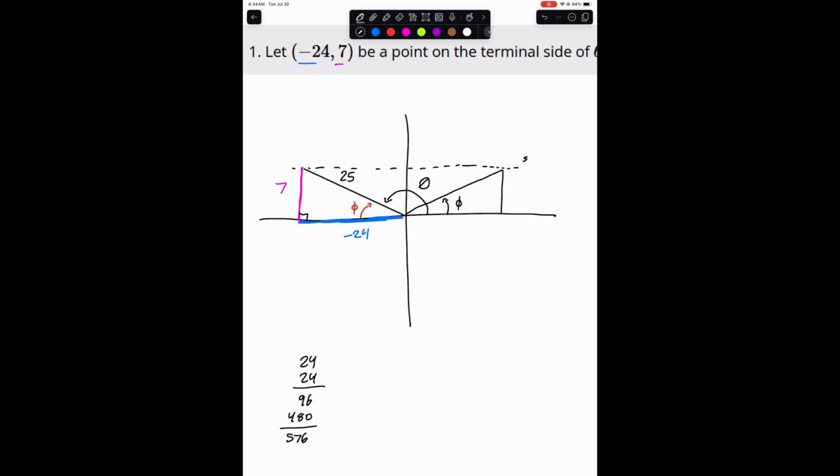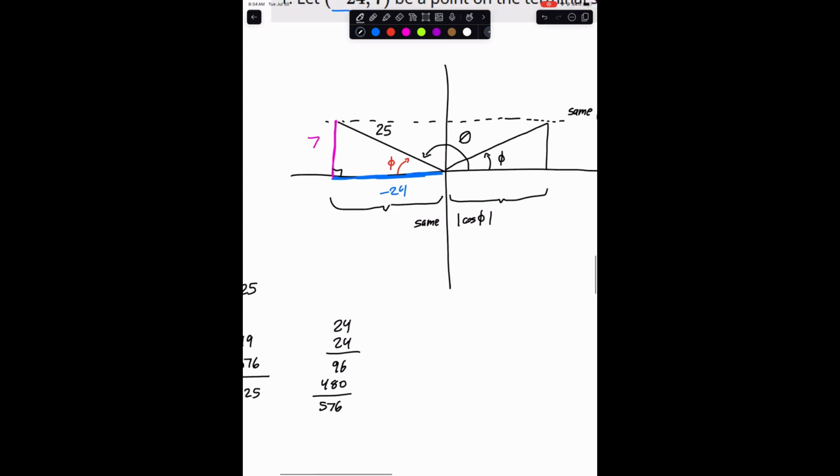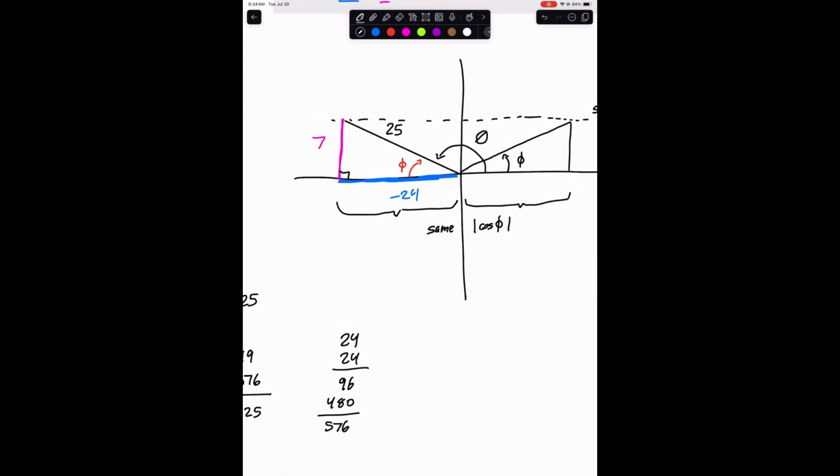So same cosine. Oh, my pen's so thick. Same cosine. Sine, sorry. Same sine value. And then I'll do absolute value, right? And then the distance, right, from here to here, here to here, we get the same absolute cosine phi value. And this is really neat because that means we now have an angle in the inside we can reference.